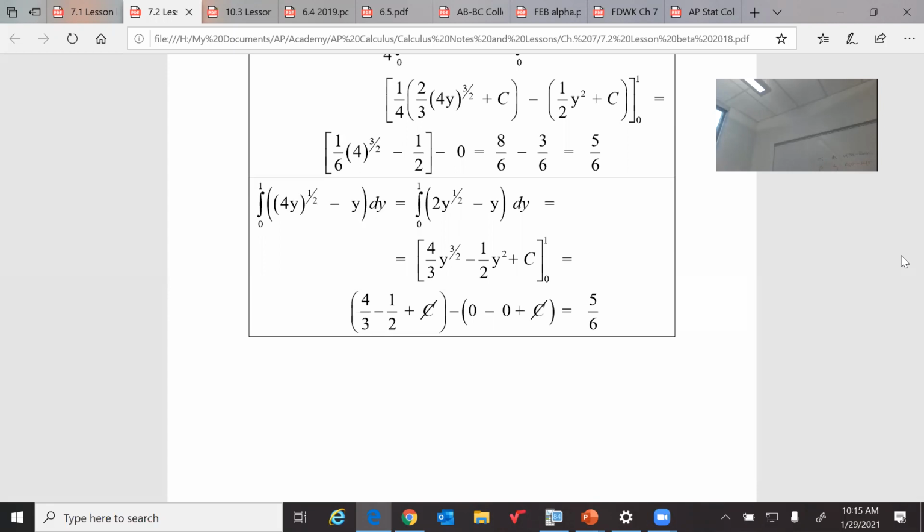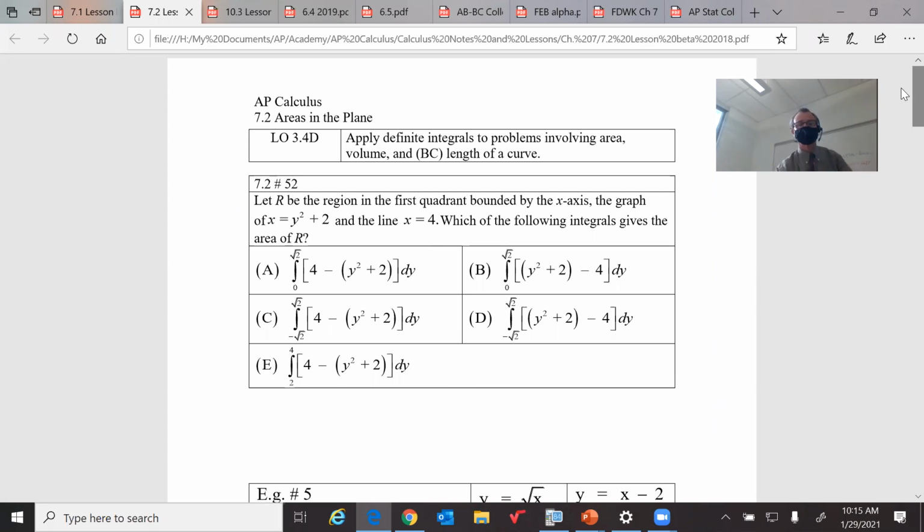Okay? So, couple things. We're here till 24, and I want to go over the problem at the top, which is this. They're not asking you to do it. They're just asking you to set it up. But you have to know what the limits are. So here's the question. R is the region in quadrant 1 bounded by the x-axis, x equals y squared plus 2, and x equals 4.